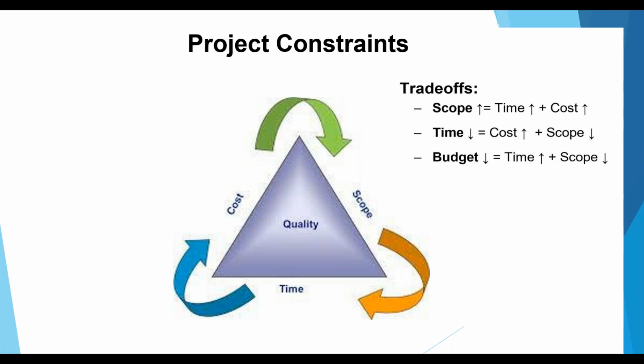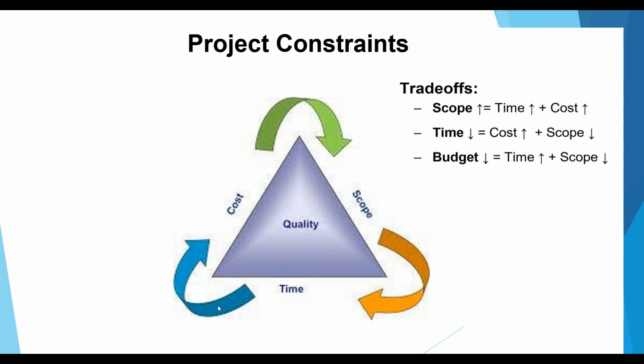So there are three important areas which are called the project trade-offs: the scope, time, and budget. So changes in one constraint compel changes in other constraints to compensate, or quality will suffer. For example, a project can be completed faster by increasing a budget or cutting the project scope.